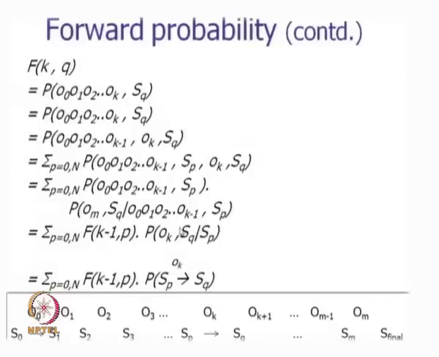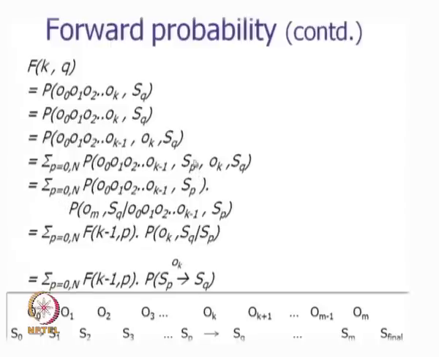So, what was f k q? f k q is referring to this part of the output sequence and this part of the state sequence. So, one sees this whole output sequence and comes into the state Sq. Now, when we have Sp, then surely the output symbol is the previous one, which is Ok minus 1, and Sp is the previous state.